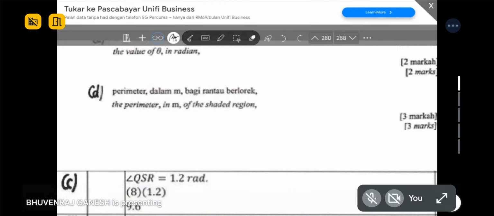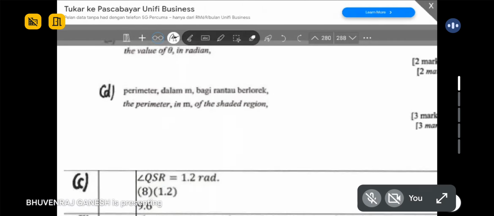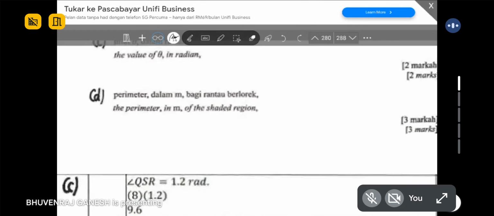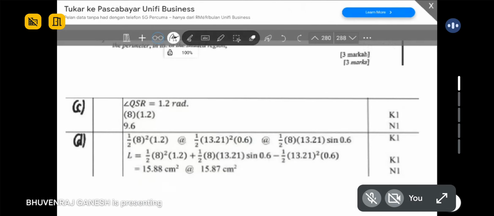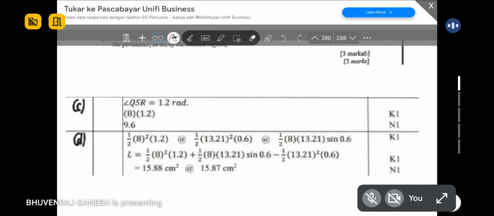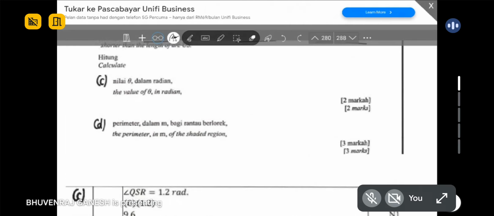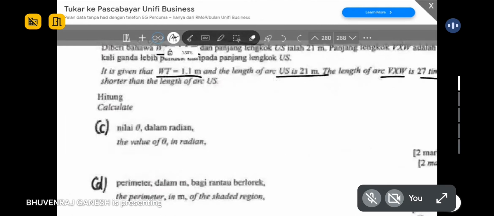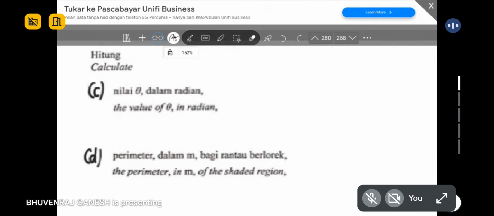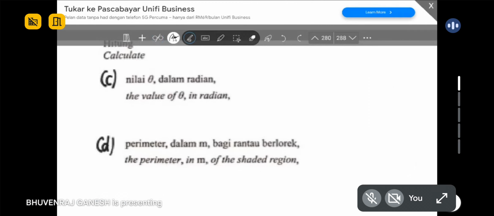Part C. Wait, did I do wrong? Wait, guys. Okay, never mind. This one I copy pasted the wrong answer. I think I took the wrong answer. Never mind. Okay, you just follow me, guys. The answer is wrong. I took the wrong one.